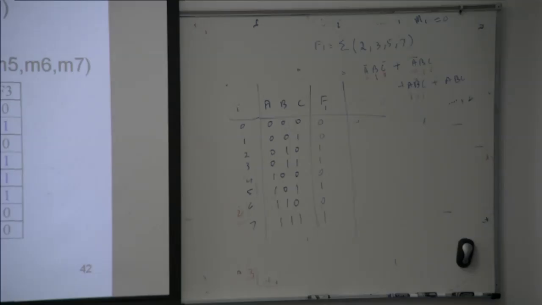Okay, so now we have two representations. One representation is the truth table. So this is the truth table representation of three functions, f1, f2 and f3. Each of these functions is a function of how many variables? Three variables, which are x, y and z.